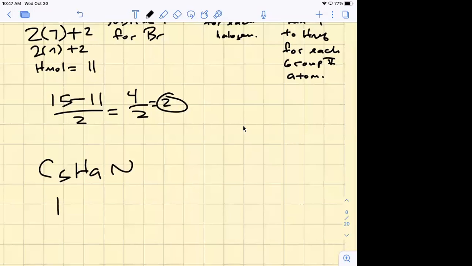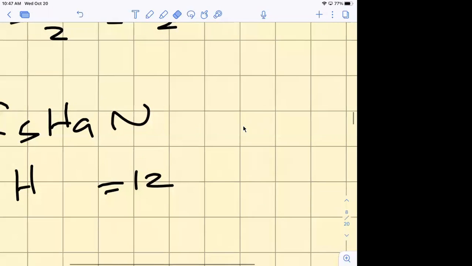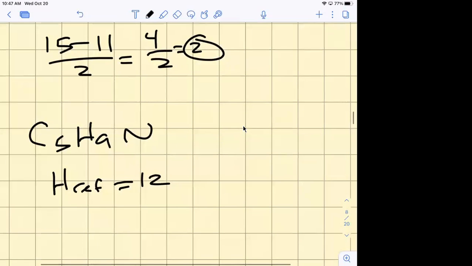HREF is going to be 12. That's 2 times 5 plus 2, which is 12, right? 2N plus 2. HREF is going to be 12. And then H molecule is 9. So you can see again, if we were to not do anything, we're going to come up with an improper fraction. It'll end up being 3/2.